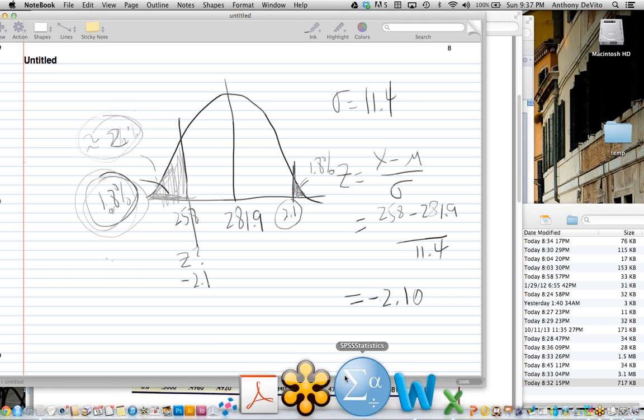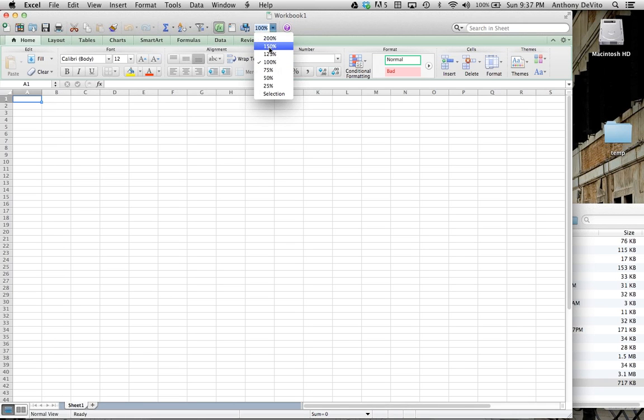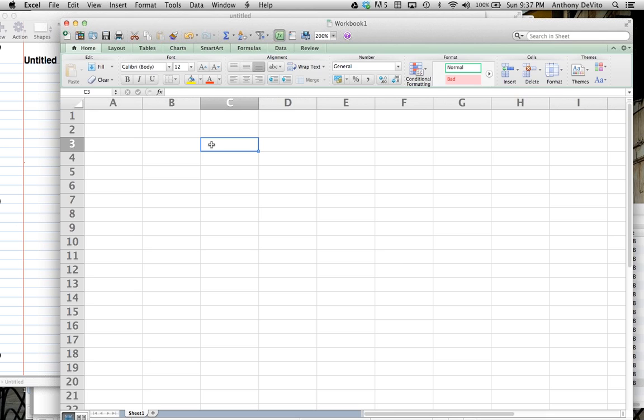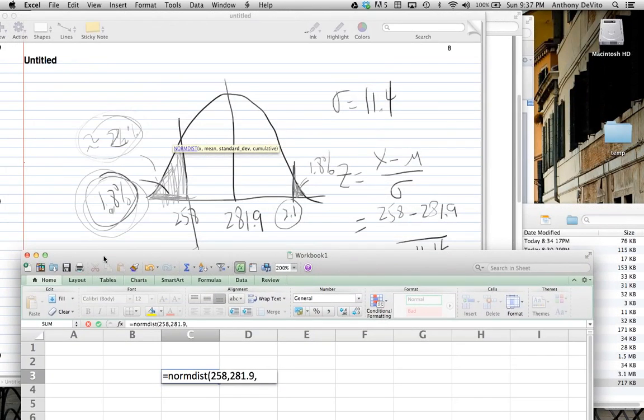Now, you could also do it with Excel, as I mentioned. Let me pull that up right now. Our function is NORM.DIST, parentheses. As soon as that comes up, it gives us an opportunity to put in the value we're interested in, which was, I forget, 258, comma, the mean, which was 281.9, comma, and the standard deviation, which was, how quickly I forget, 11.4.